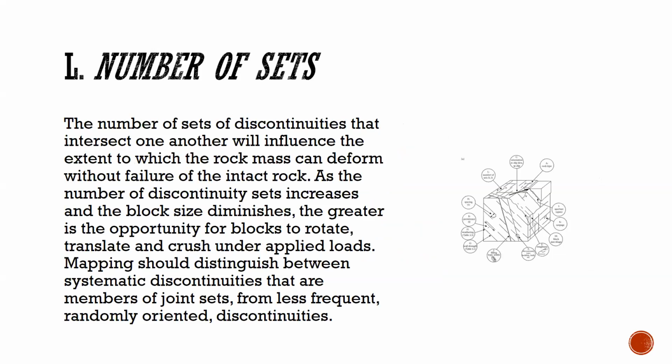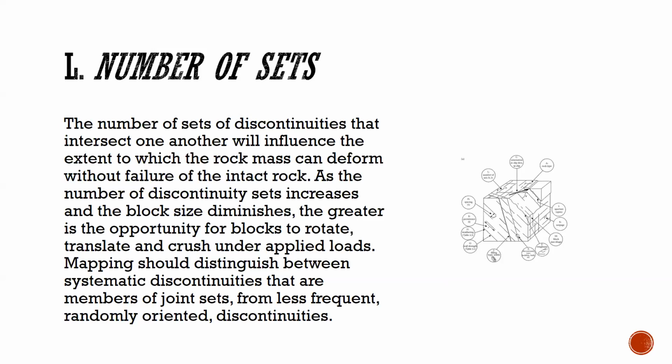Now, whether only one set is observed along this particular orientation, alpha and beta, or there are a number of sets. If there are a number of sets, then there is a possibility of intersection. So one set is aligned like this and one set is aligned like this. If they are intersecting each other, then it will form a block.